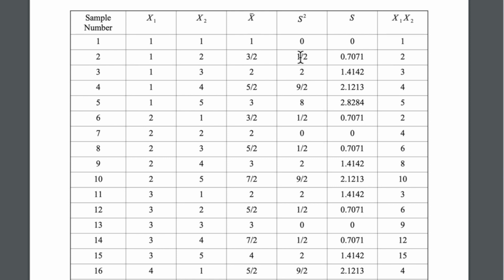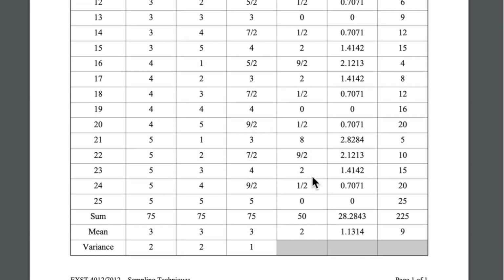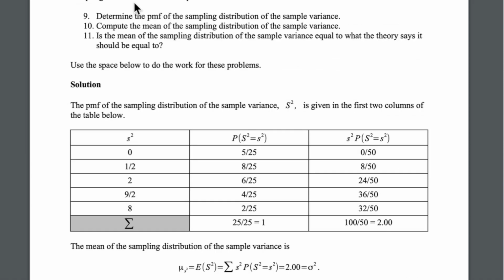And so the probability that S squared takes on the value 0, well, we see that happens 1, 2, 3, 4, 5 times. And so the probability associated with that would be 5 over 25. And we get probabilities for the other values in the sample space in the same way. Notice again that I am calculating the column total for those probabilities, again, just as a quality control check to make sure that I've accounted for all the probability and haven't duplicated anything anywhere along the line.